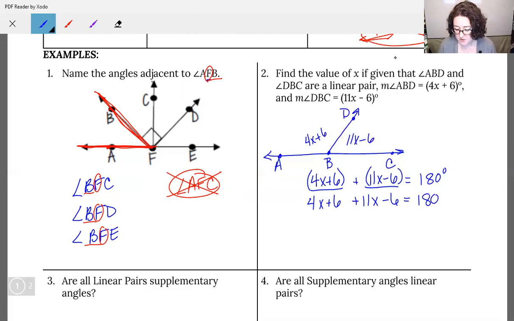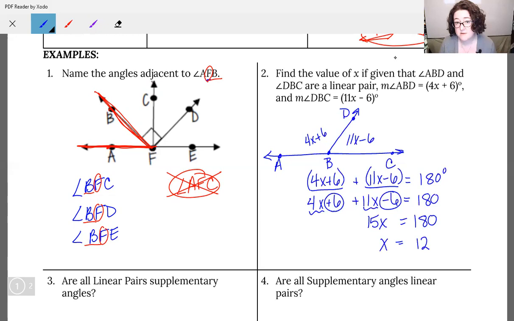Then I combine my like terms. I have a 4x and an 11x, so that gives me a 15x. And then I have a plus 6 and a minus 6. Wait a second. Plus 6 minus 6, they cancel each other out. They come out to a 0. So I don't really need to write a plus 0. I'm just going to keep with 15x equals 180. So then to get the x by itself, I need to divide both sides by 15. So x equals 12.